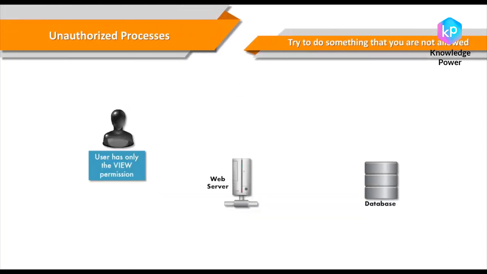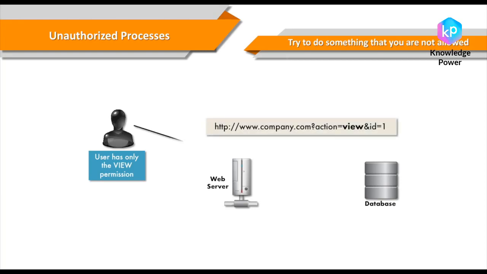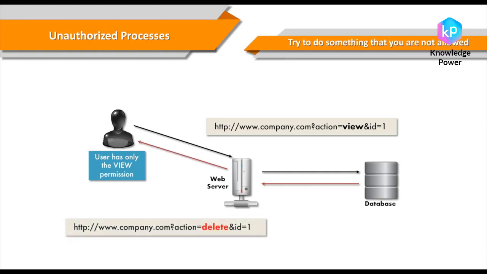When the application does not control parameters coming from the user, you can process some unauthorized operations. The scenario displayed on the slide is a true story. The user has only view permission on the product. When she wants to view a product, the URL is prepared as seen on the slide by the application. Now there's a parameter named action, and its value is view. What if we change the value of the parameter to delete?